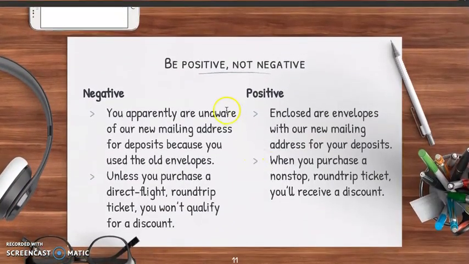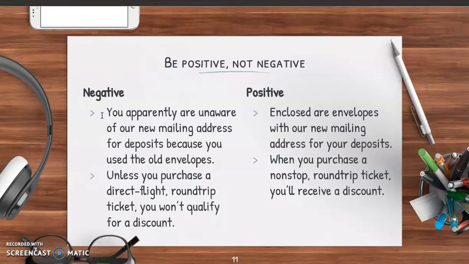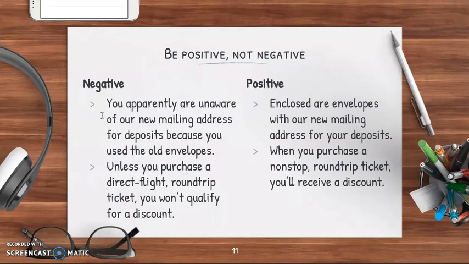So as a couple examples, here are a couple negative messages. The first would be, you apparently are unaware of our new mailing address for deposits because you used the old envelopes. So I don't know about you, but if I got this email, my knee-jerk reaction would probably be to be a little annoyed. Kind of sounds snarky. It might rub your audience the wrong way.